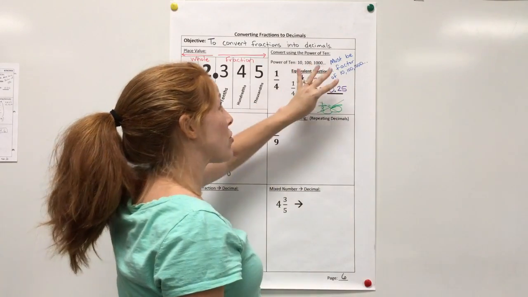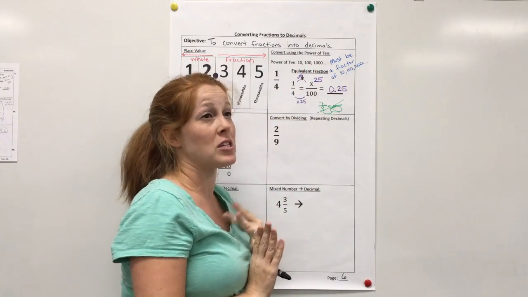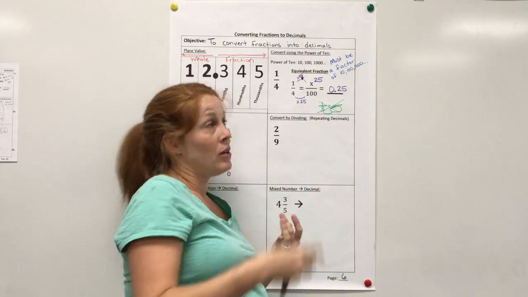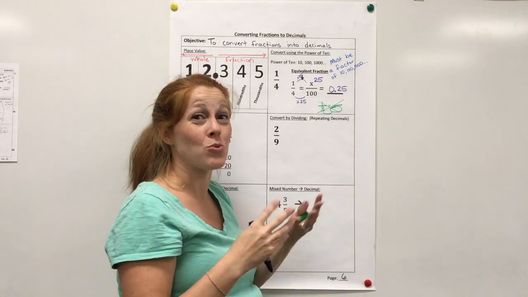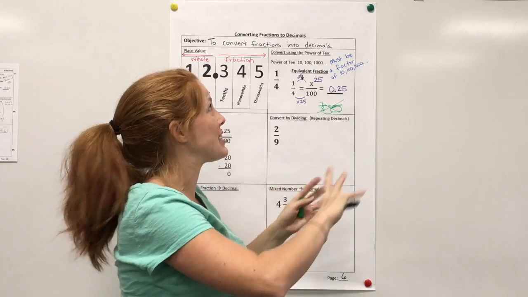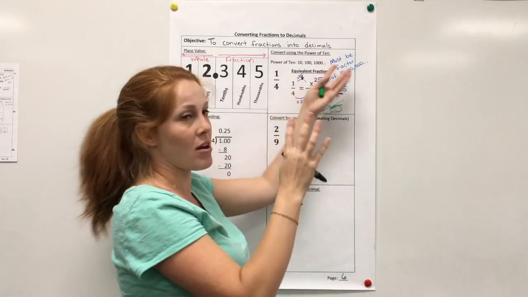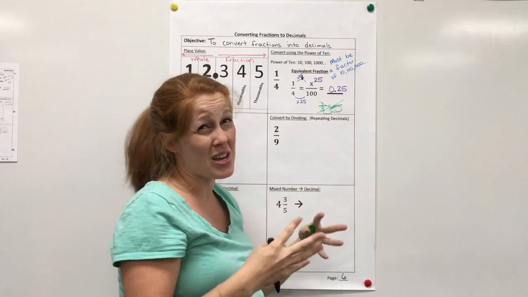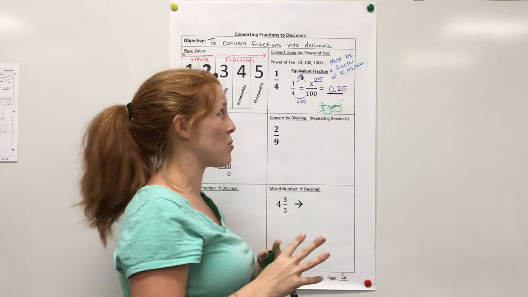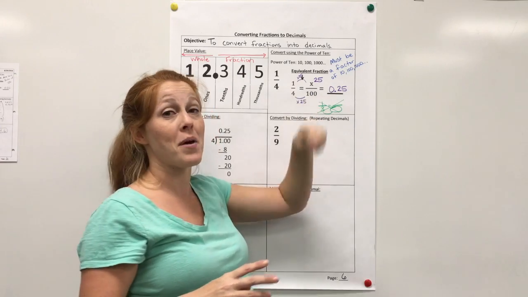So this is really great on things, for example, if you have a denominator of 2, 4, 5, 10, 20, 25, 50. Those are really easy to get to 100 or to 10 or 1,000, etc. But if you have weird numbers like 3, 6, 9, those are not going to work for this. So I'm going to show you a method that does work.